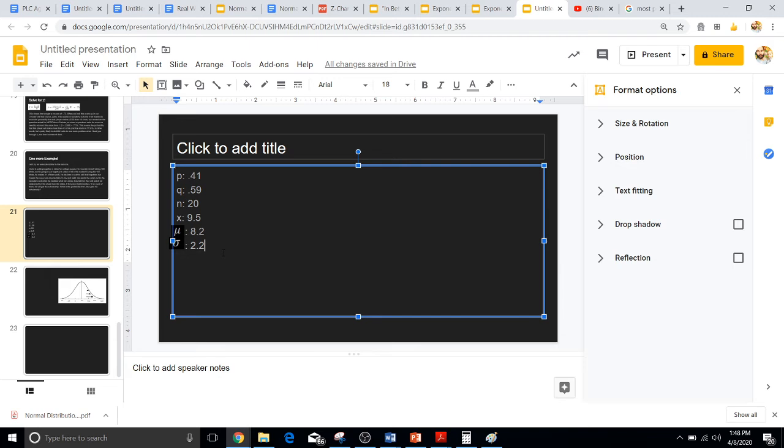This gives us all the variables we need to create a curve. Let's make a curve with the center being 8.2. As we travel to the right, we'll add 2.2, and as we travel to the left, we'll subtract 2.2. Now, I actually did this before I started this video, so I'm going to go ahead and just bring that up.